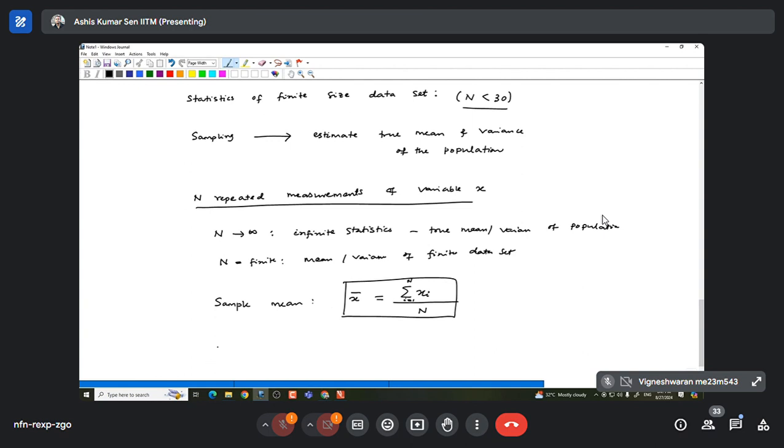How do you find the variance or standard deviation? For the sample, the standard deviation is indicated as S subscript X, not sigma. Sigma is the population standard deviation.